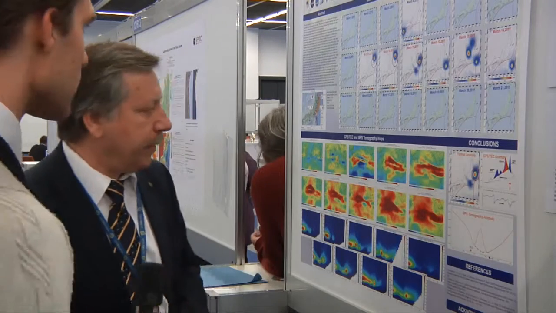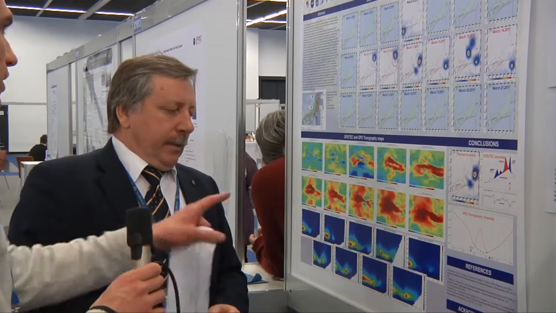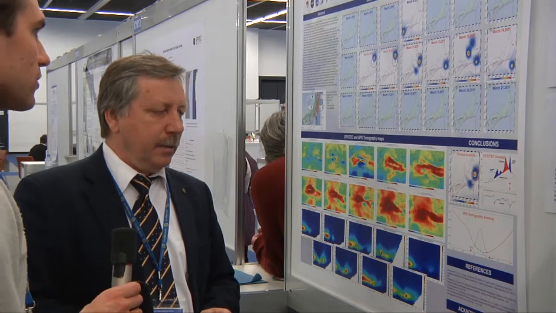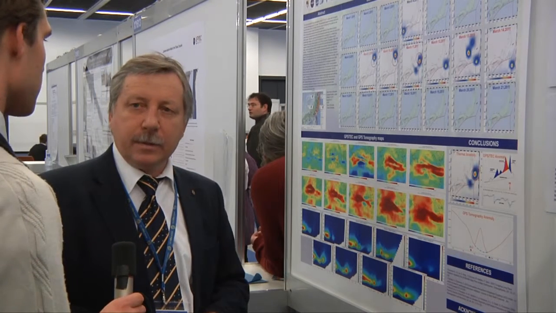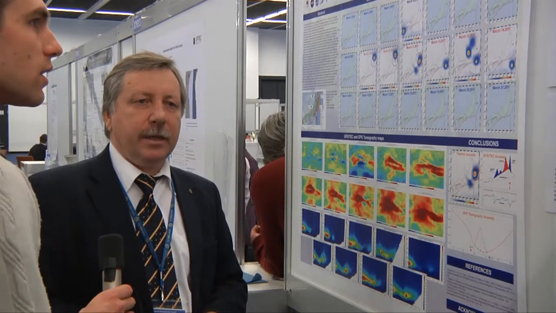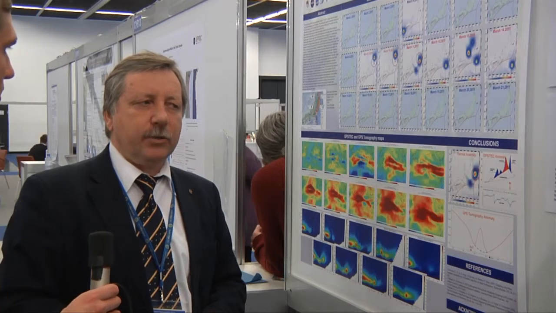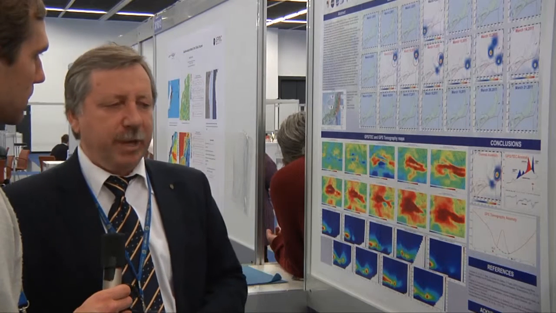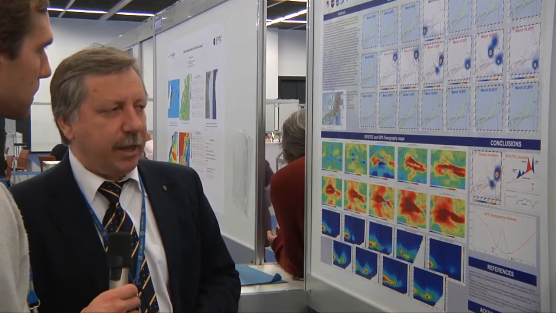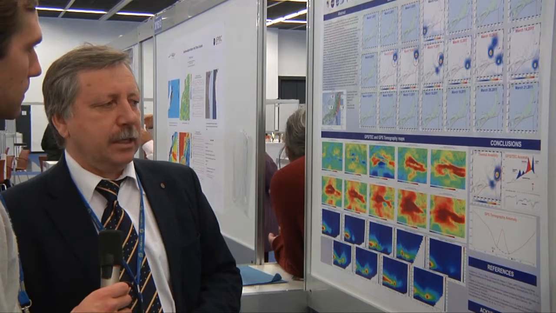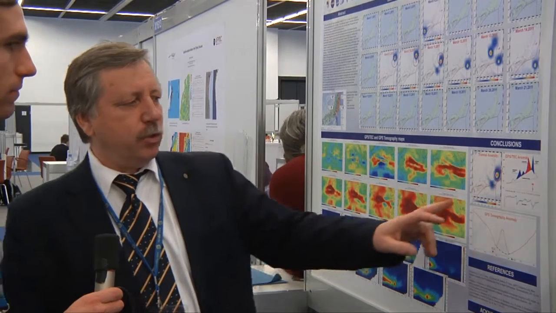Now you have on this poster some things related specifically to the 9.0 earthquake in Japan. Yes, it was a very difficult case for analysis for many reasons. One of them is that the earthquake happened between two geomagnetic storms.